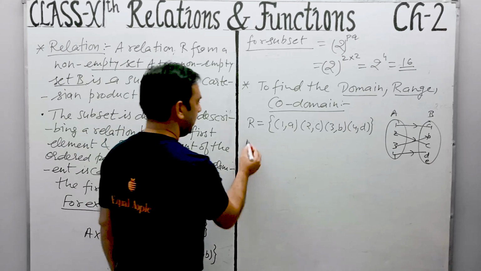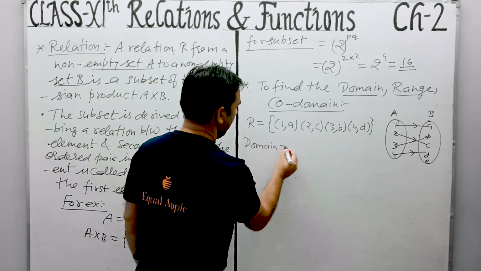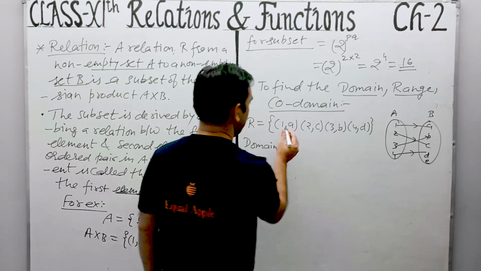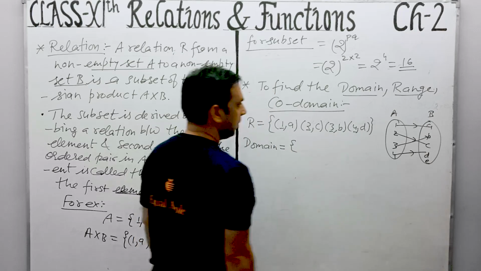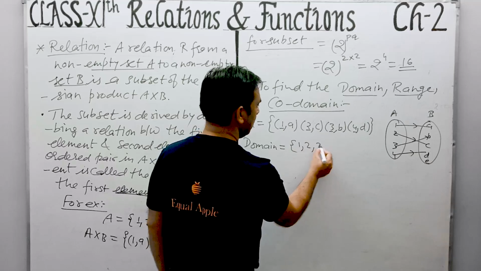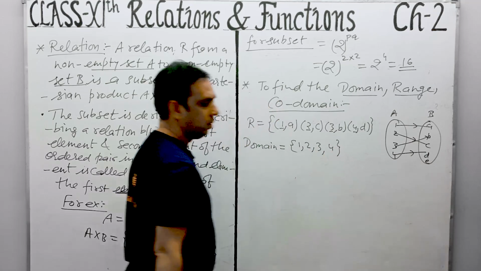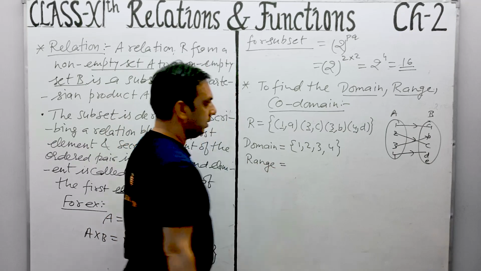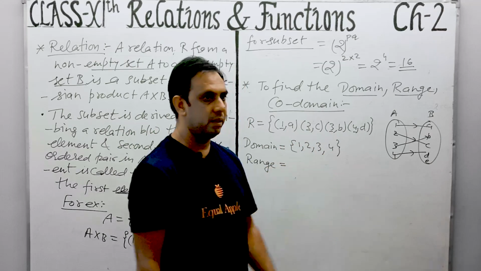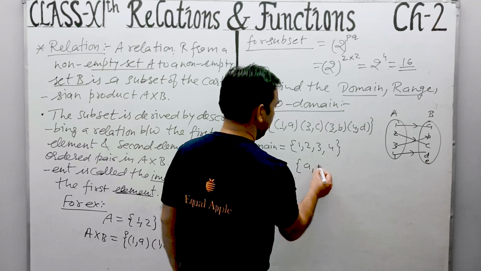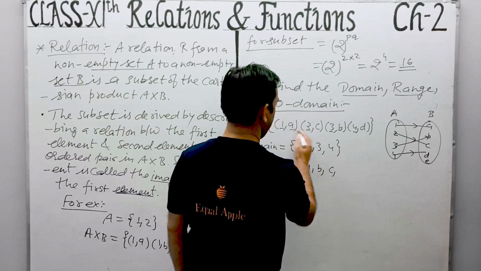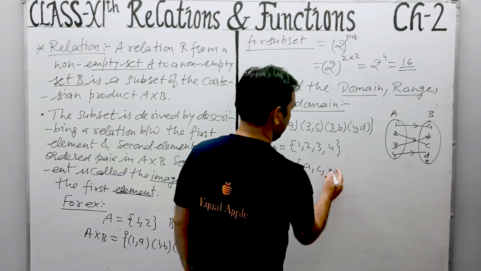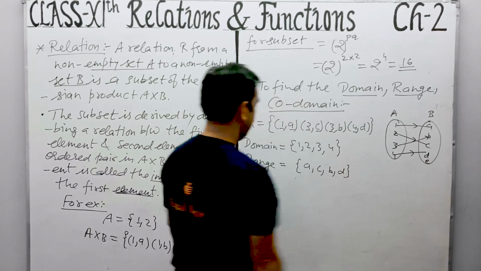What is the domain? Actually, the first element of the relation is called the domain. That is 1, 2, 3 and 4. Right? And the range is the second element of the relation. That is, we can say A, C, B and D. This is our range.